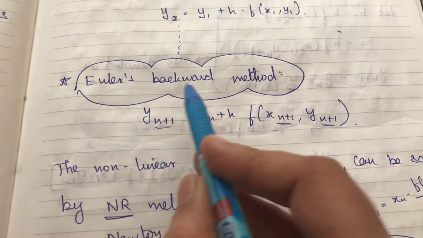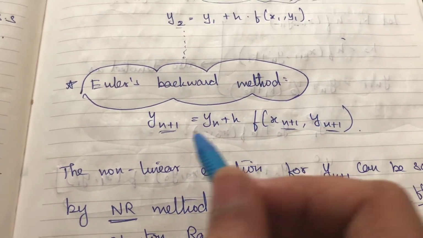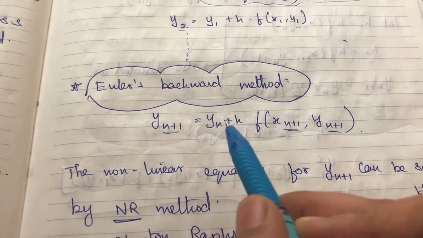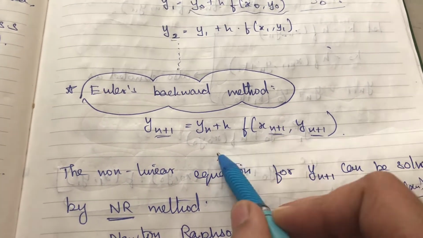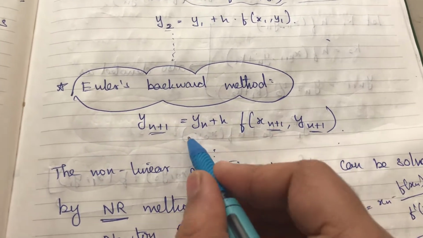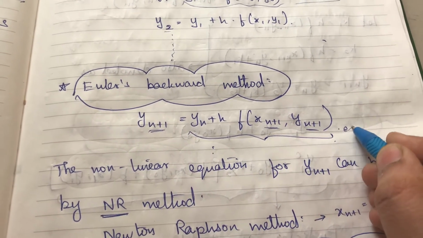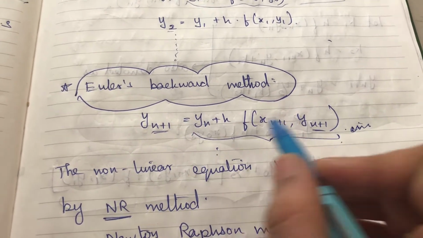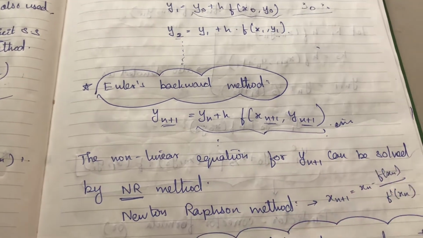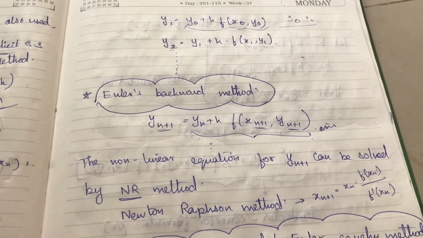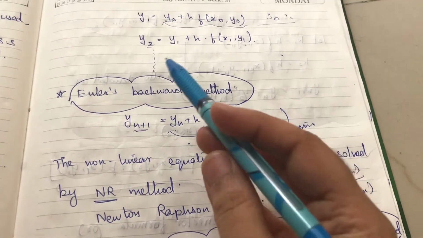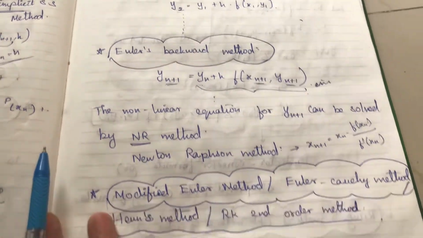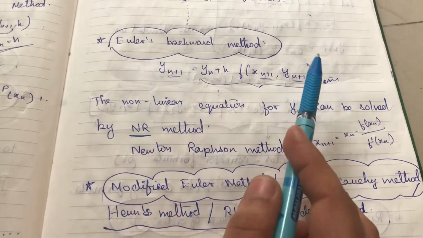And the next one is Euler's backward method. y of n plus 1 is equal to yn plus h into the function, the same, but here it is in the form of implicit. It's all different, n plus 1. So the same thing here, but we are multiplying h as an extra. Okay. So this is Euler's backward method.